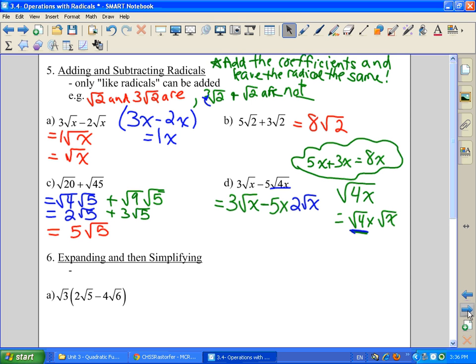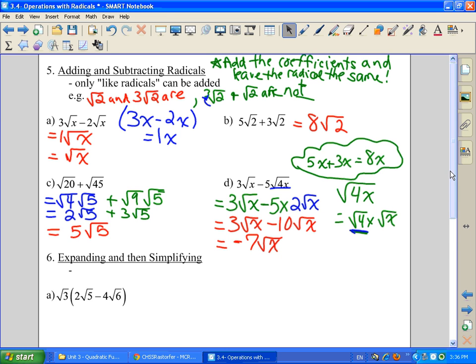Okay? Simplify that a little bit more. So we have 3 root x subtract 10 root x. And then we collect like terms. So 3 subtract 10 is negative 7 root x.